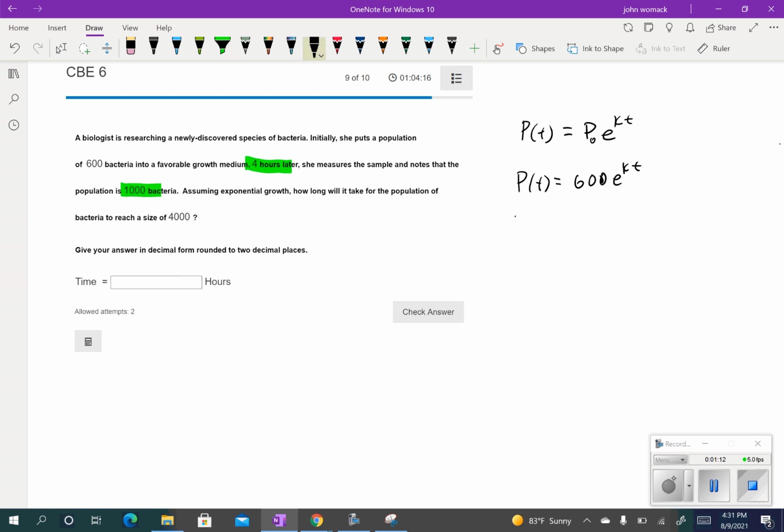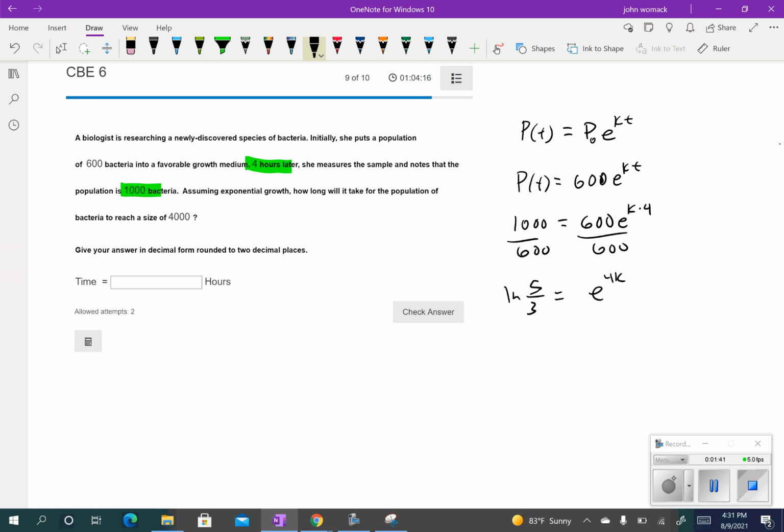So the population was 1,000 4 hours later. And what I have now is everything but K. So now I should be able to solve for K. So I'm going to divide by 600. You can get rid of some zeros there. It's 10/6 or 5/3, or if you wanted to, you could change that to a decimal. Just be careful. We don't want to round things off at this point. So that'd be e to the 4K.